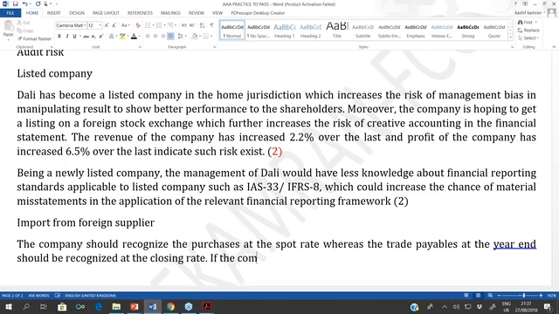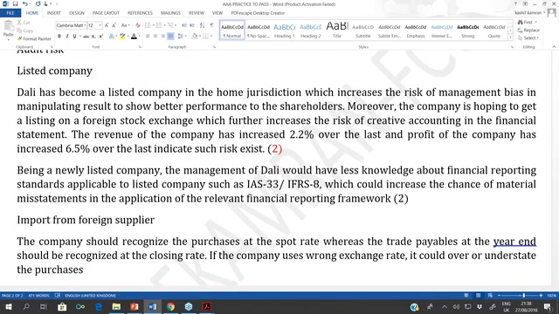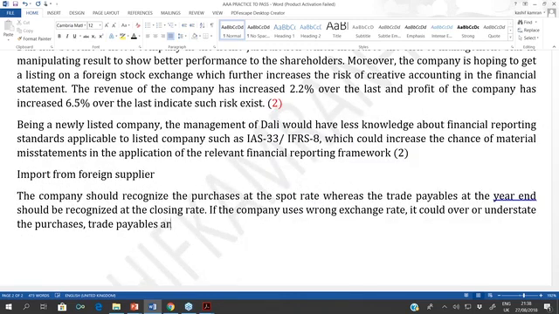If the company uses wrong exchange rates, it could over or understate the purchases, trade payables, and exchange gain or loss. So the company should recognize the purchases at the spot rate, which is the accounting treatment, right? And the trade payables at the year end at the closing rate, which is the accounting treatment. If the company uses the wrong exchange rate, that's the risk. It could over or understate the purchases, trade payables, and exchange gains or losses. The company was importing from the foreign supplier. Okay, then the next one.